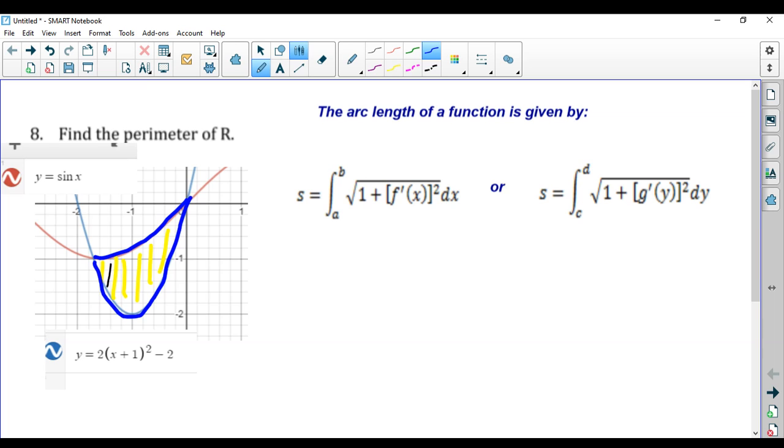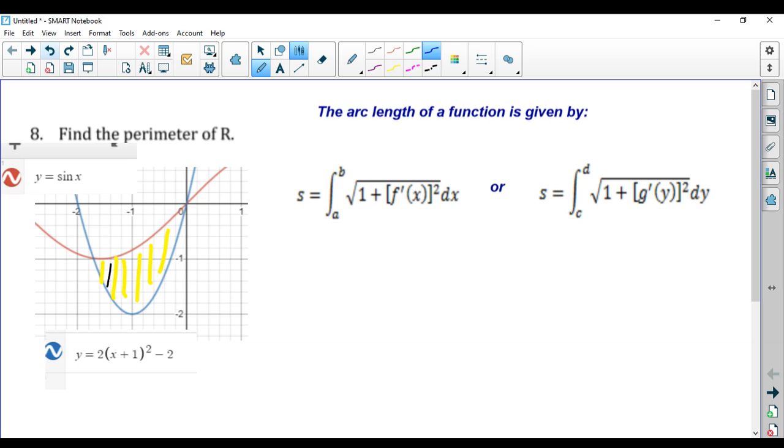So this area is made up of two lengths. It's the length of sine from here to here, and the length of this function, this parabola, from here to here. So when you have to find the perimeter, you're going to have to add those lengths together.